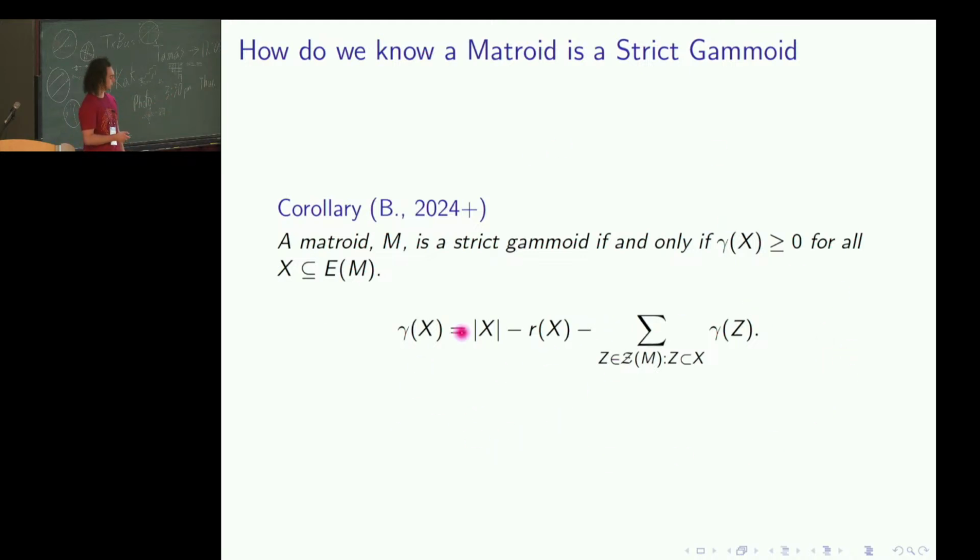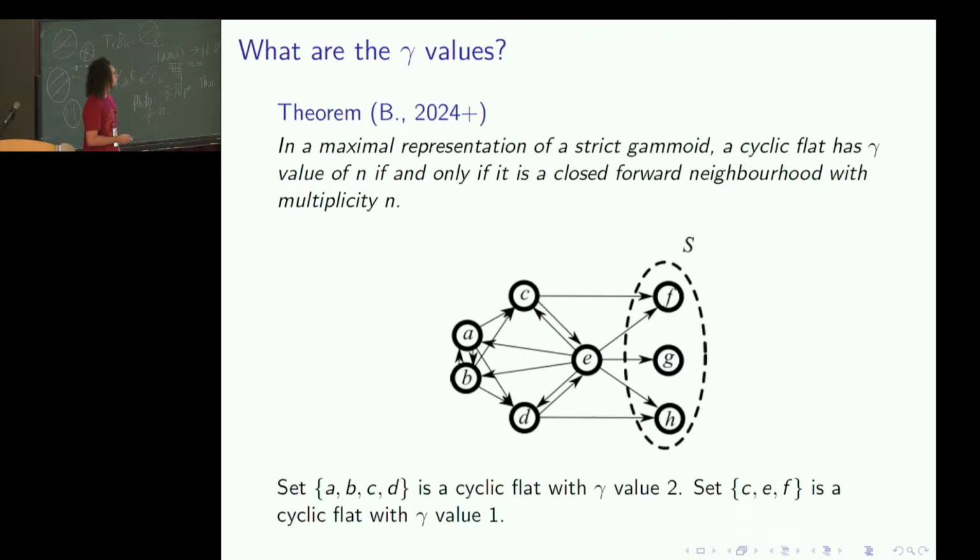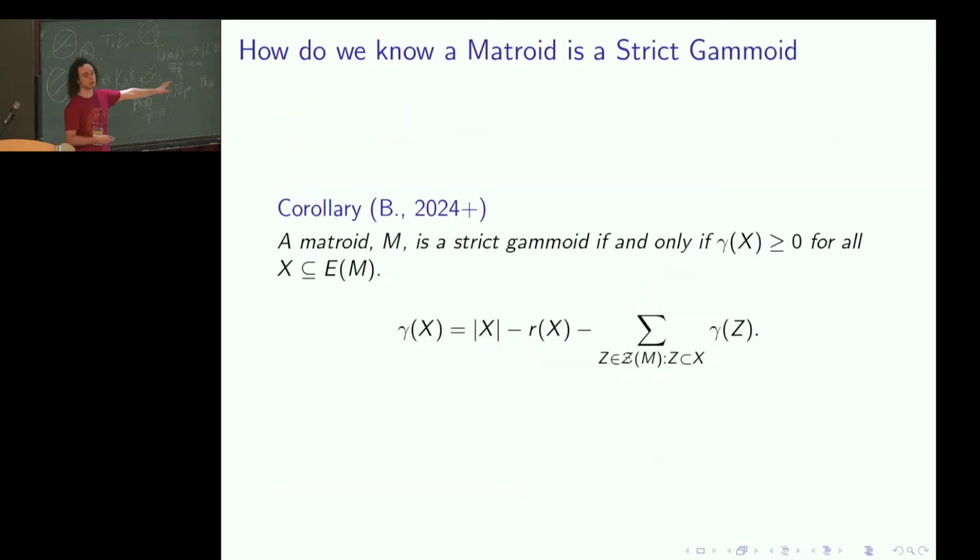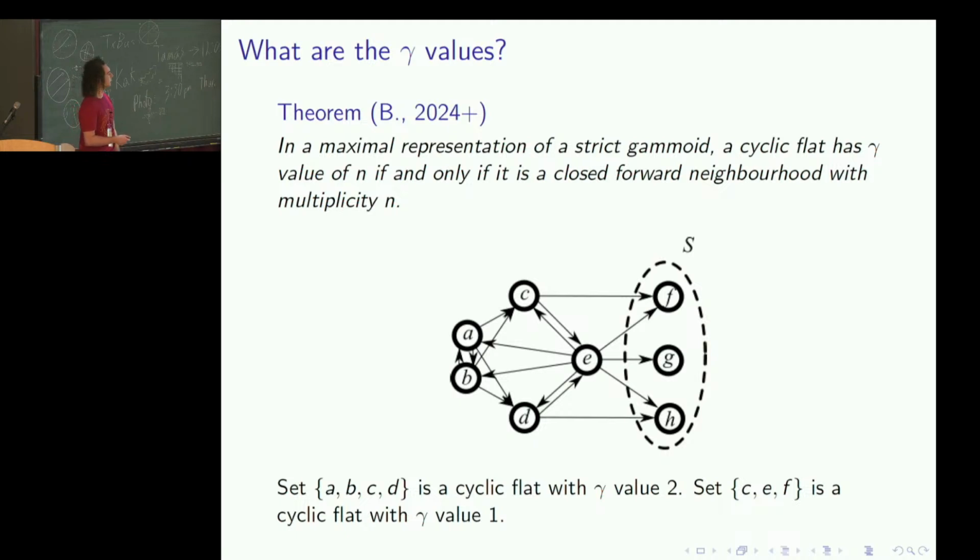So we get this nice result there, which we're going to use, but of course, it's not polynomial time by itself. So what we want to do is be able to read the gamma values that we need right off the graph. And it turns out there's a nice easy way to do that. If we take a representation and we maximize it, that just means we add in all the directed edges that we can without changing the matroid at all.